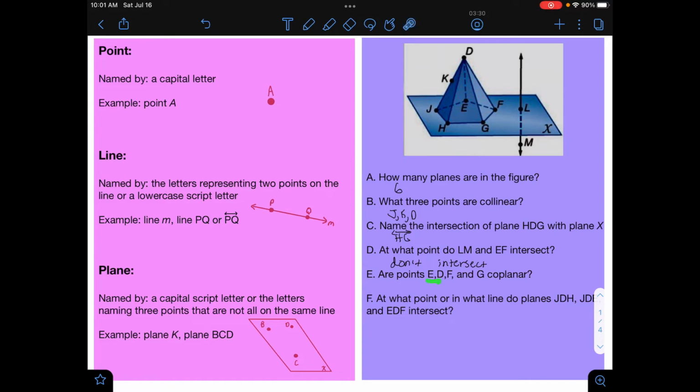So now are points E, D, F, and G coplanar? So we have points E, D, F, and G, and they don't appear to be on the same plane. So no, they are not coplanar. And then at what point or in what line do planes JDH, so we have JDH right here, JDE right there, and EDF right here, intersect? And they all seem to intersect at point D. So they intersect here at point D. So I hope that makes sense. We're going to try some more examples.